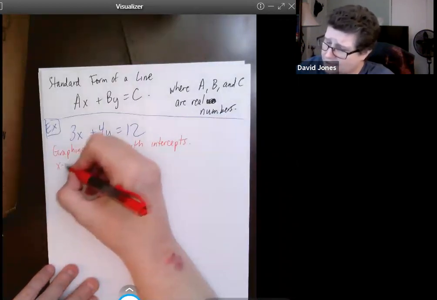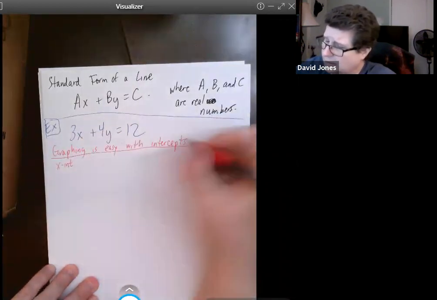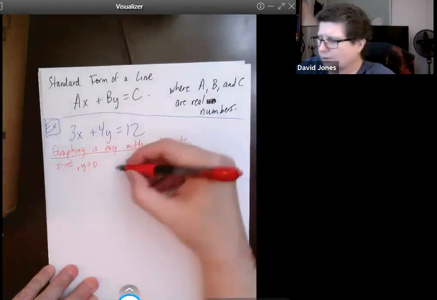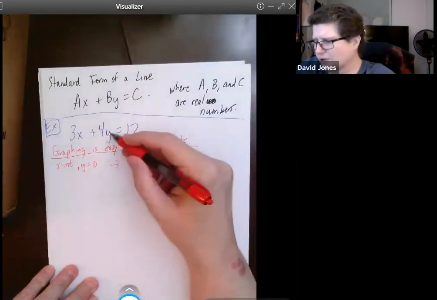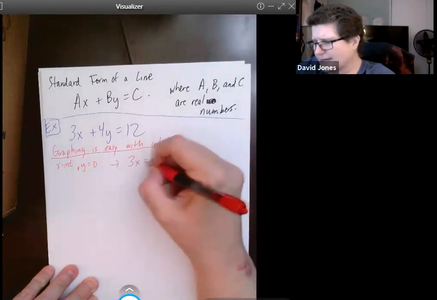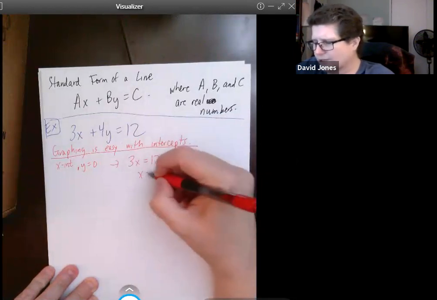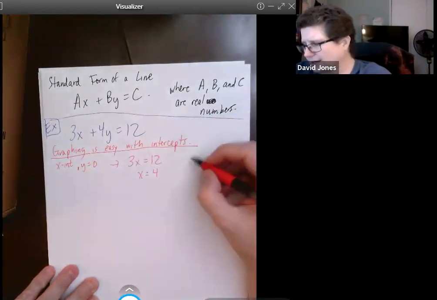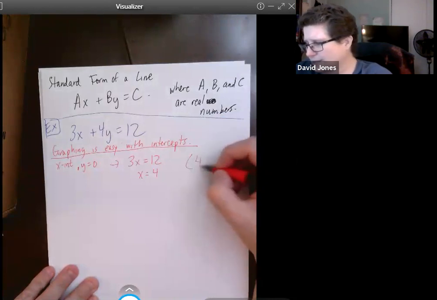For the x-intercept, y equals 0. I replace y with 0, the 4y goes away, I just have 3x equals 12. We solve for x, we get 4. The x-intercept is (4, 0).